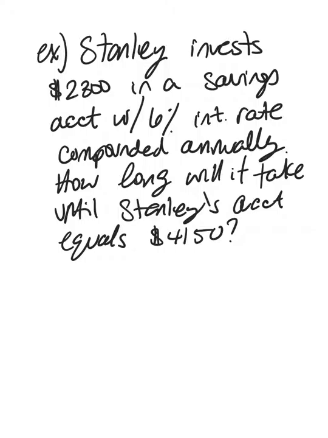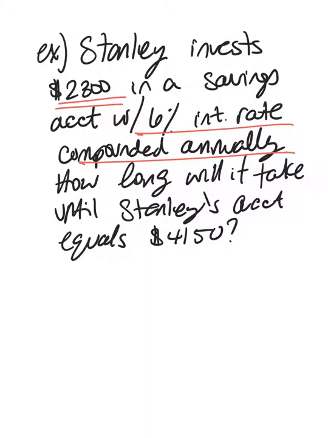All right. Exponential equation. How do I know it's an exponential equation? Because it has an interest rate type problem, and it is compounded annually. That means once a year, the bank is going to add 6% onto Stanley's account balance. $2,300 is going to be our initial point.